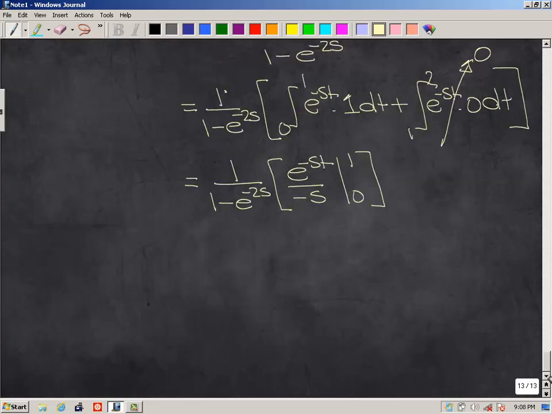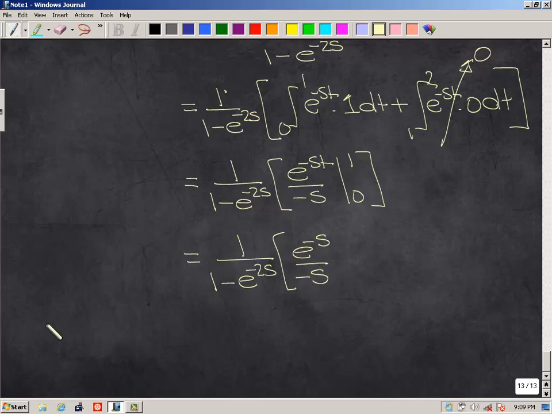We get this when we plug in the upper limit and the lower limit. Plugging in the upper limit, we get e to the minus s over negative s. And when you plug in the lower limit, there's a negative here, so that'll become a positive 1 over s. The denominators are the same, so we can rewrite this as 1 minus e to the negative s over s, because you just rearrange this and move this to the front.